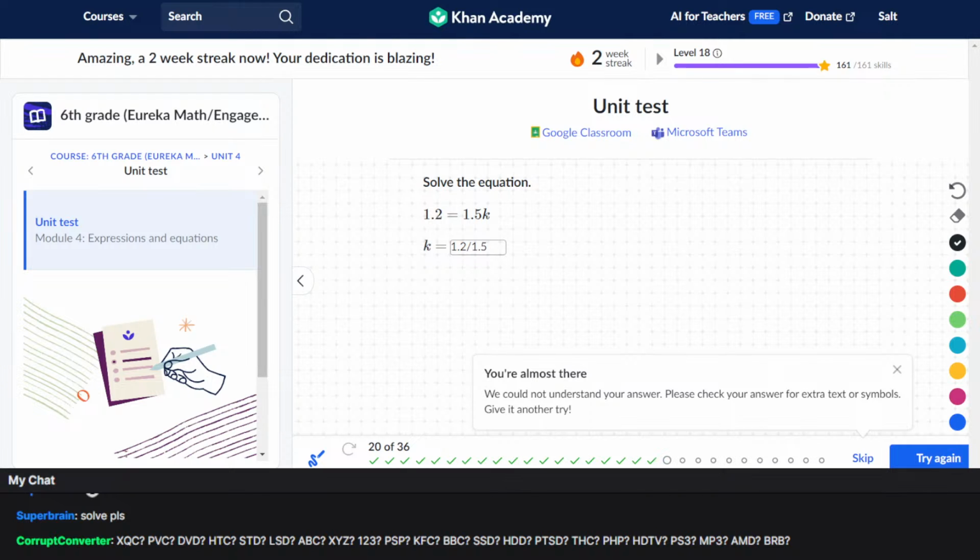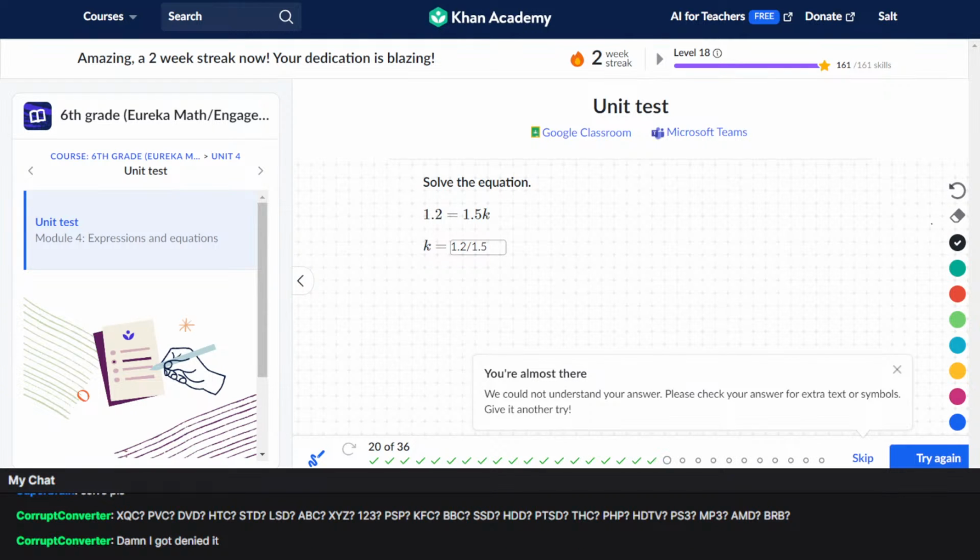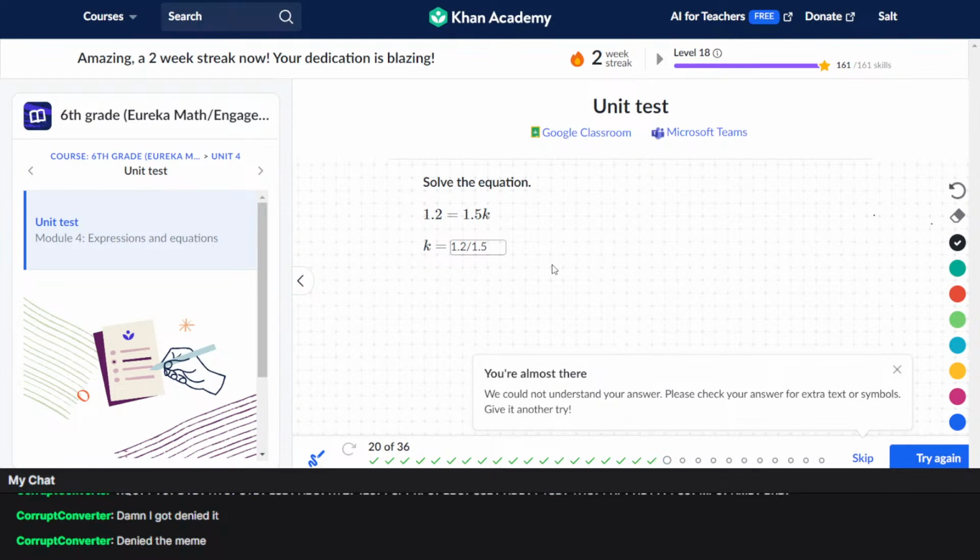Superbrain says solve PLS. Solve, please. Okay. 1.2. Corrupt Converter says damn I got denied it. Corrupt Converter says denied the meme. 1.5.